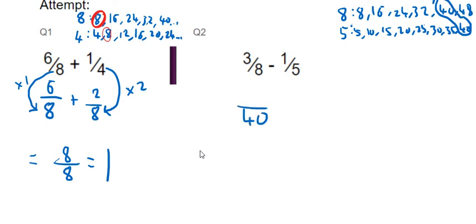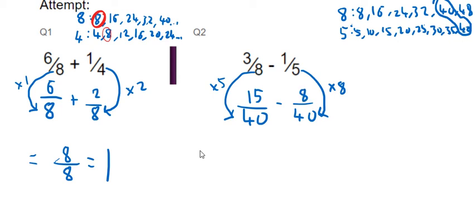So 40 goes on the bottom. Keep my subtract. To get from 8 to 40, I have to times by 5. So I do the same at the top. 3 times 5 is 15. To get from 5 to 40, I have to times that by 8. So I do the same at the top. 1 times 8 is 8.